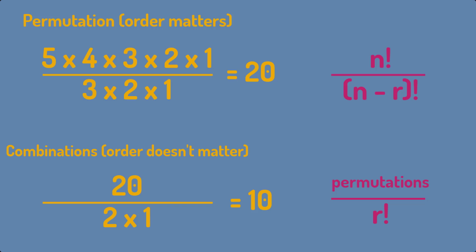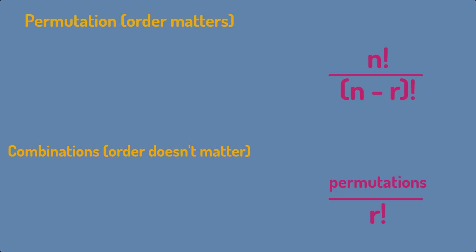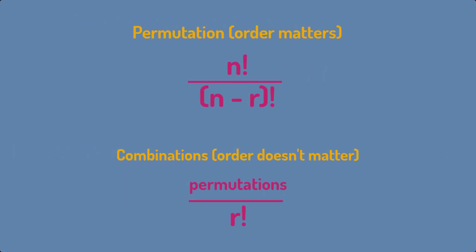So if we were picking 3 hikes instead of just 2, for the permutation it would be 5 factorial, and this time it would be over 2 factorial, and that would give us 60 hikes. Remember, that's where order matters. But if we want to pick 3 hikes where order doesn't matter, we would take that 60 and divide by 3 factorial because we are picking 3 hikes. So just a quick recap, here are your equations for permutations and combinations. Depending on the type of calculator you have, you can probably just do these on a calculator.